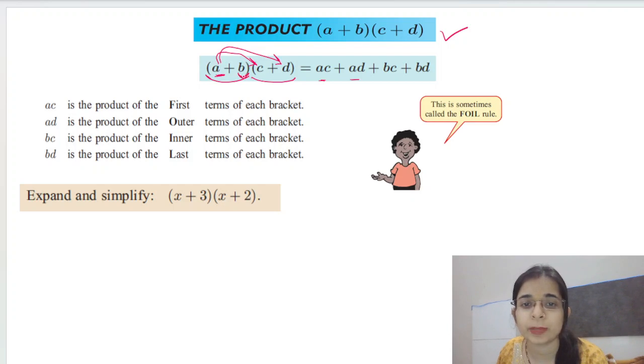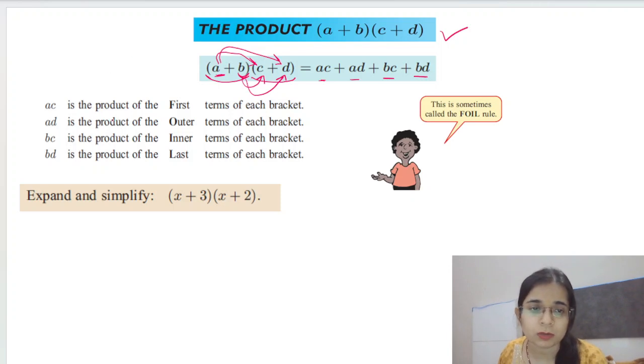When this is complete, then we will be taking the second term. We will multiply the second term of the first bracket by the first term of the second bracket, and then the second term of the second bracket. So b into c, bc, and b into d, bd. Also, you can use another method.